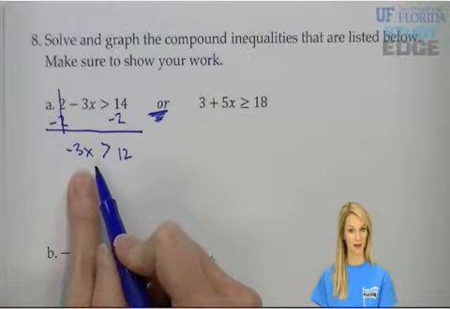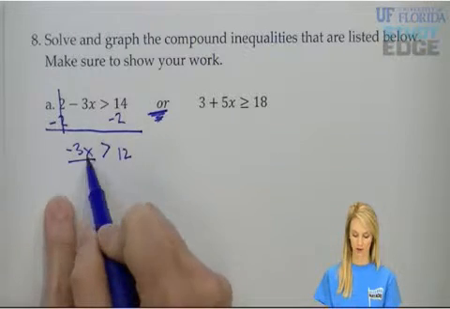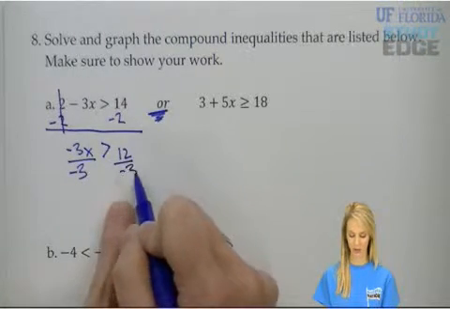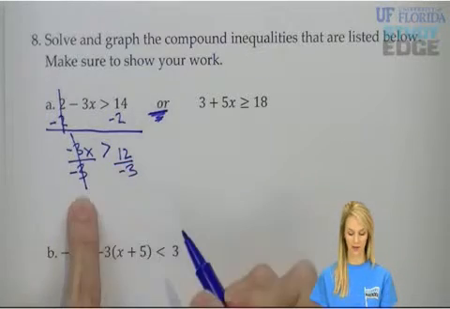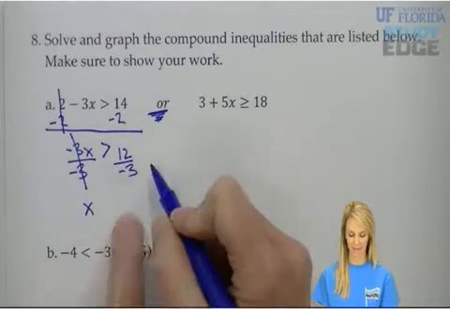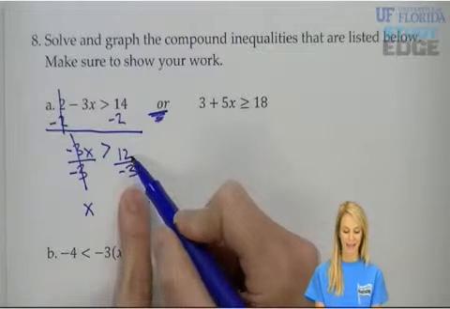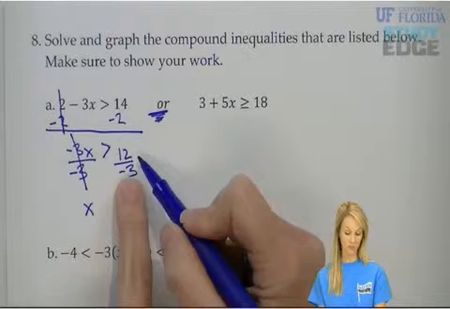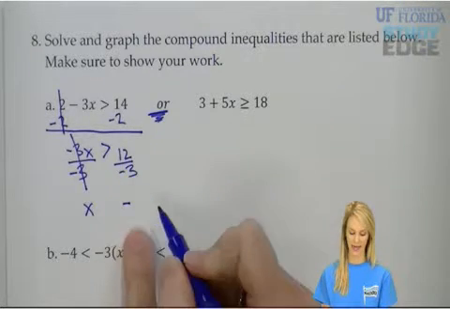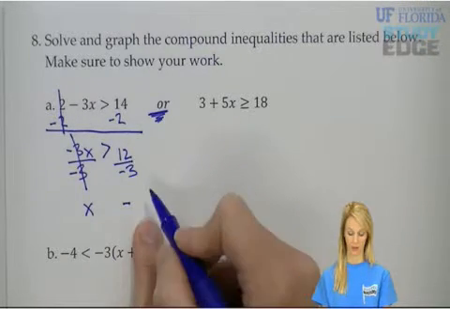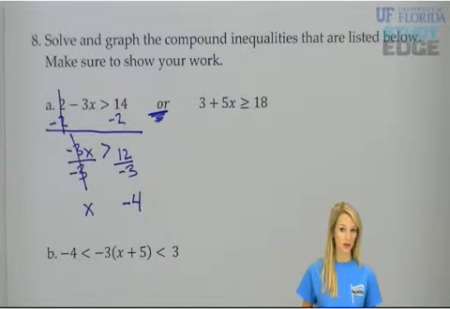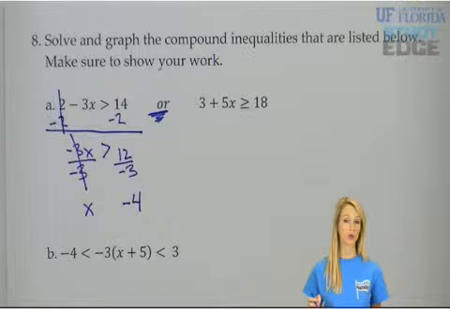What's keeping x from being by itself? Negative 3, right? Negative 3 is being multiplied by x. I divide by negative 3. Whatever I do to one side, I've got to do to the other. Negative 3 divided by negative 3 cancel out, and we get x. 12 divided by negative 3. A positive divided by a negative. Are we going to get a positive or a negative? Positive over negative, we're always going to get a negative. What's 12 divided by 3? 4. You got it.